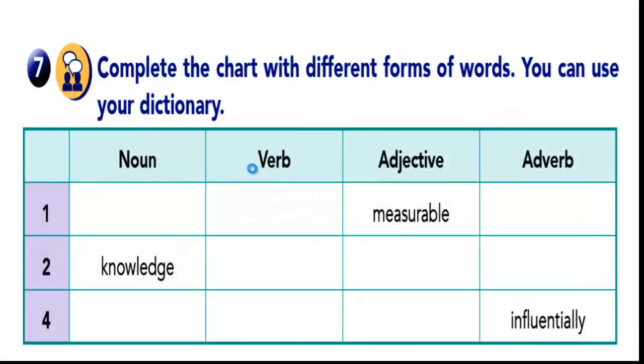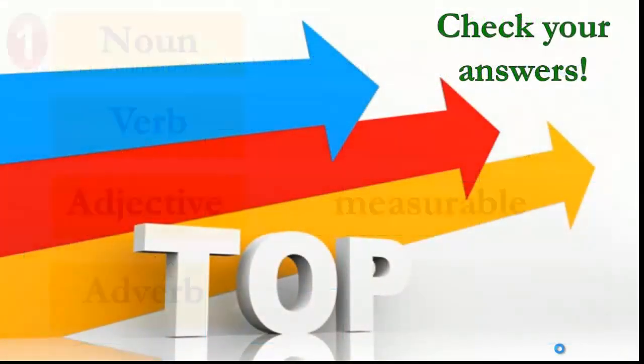Now, exercise number 7. Complete the charts with different forms of words. You can use your dictionary. Okay? So here, parts of speech. Noun, verb, adjective, adverb. So number 1 here, as you see, in the noun column here, knowledge. The adjective column here, measurable. In the adverb here, influentially. So let's answer the question together.